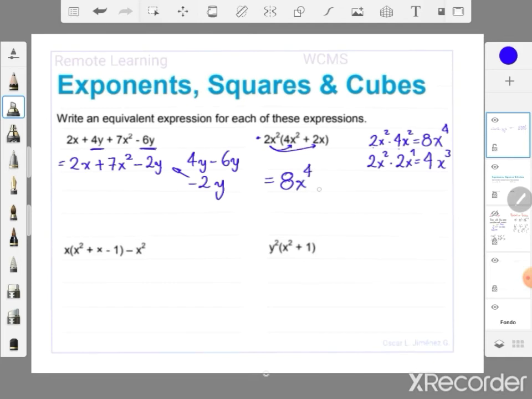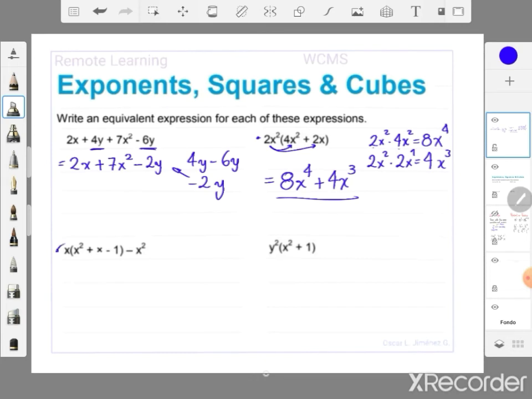So the answer for this exercise is 8x raised to the 4 power plus 4x raised to the 3rd power. We don't have like terms right here, so that means we can't combine these terms. Okay, so this is the answer right there.